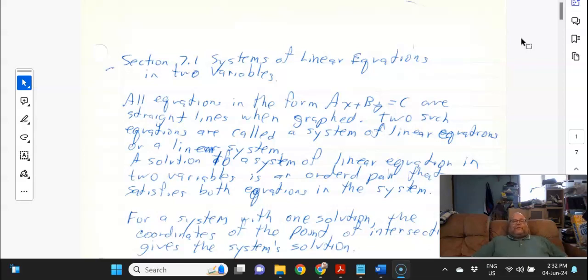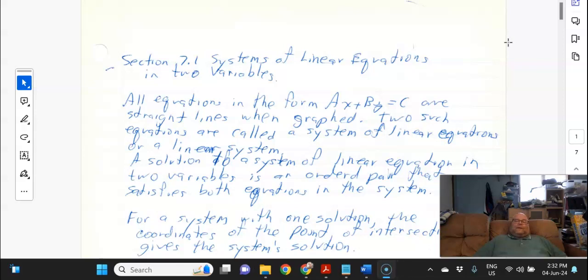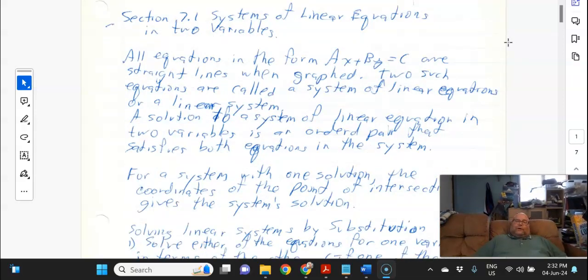Just to reiterate what you would have seen in the reading, a system of linear equations in two variables, or a linear system, is composed of a pair of lines in the form ax plus by equals c, or y equals mx plus b, when there are two lines on a given graph. The point at which they intersect would be a solution point to a system of linear equations.